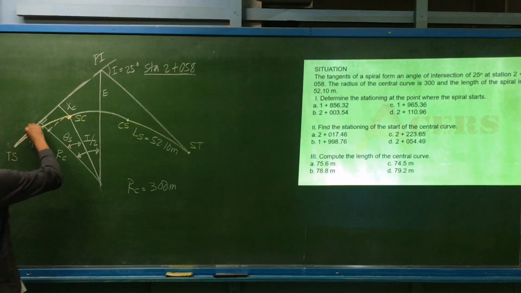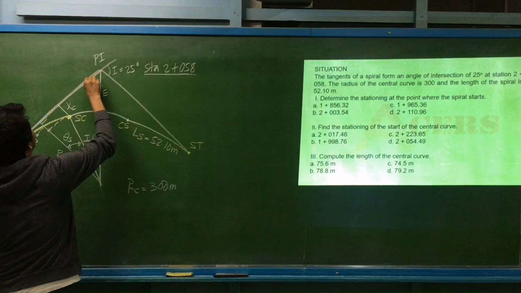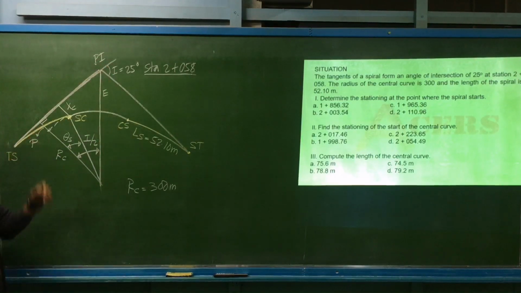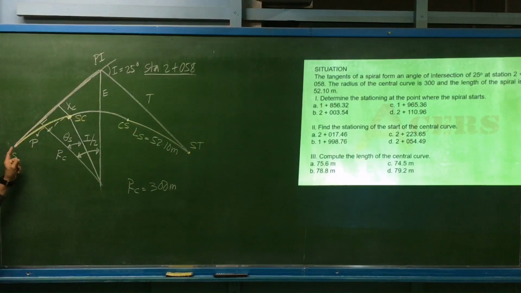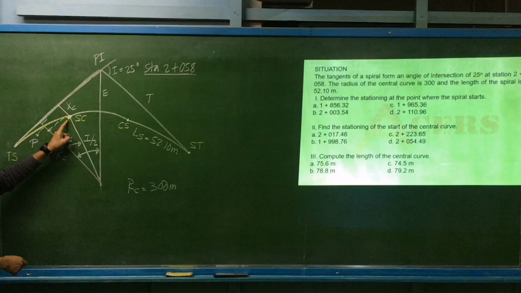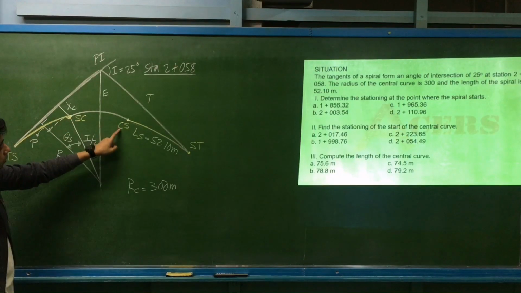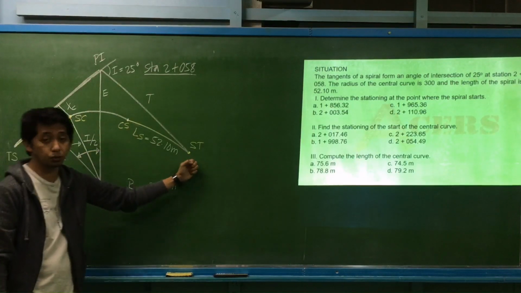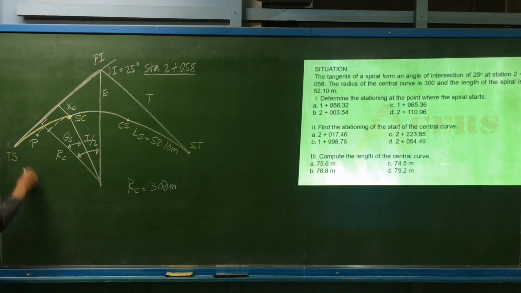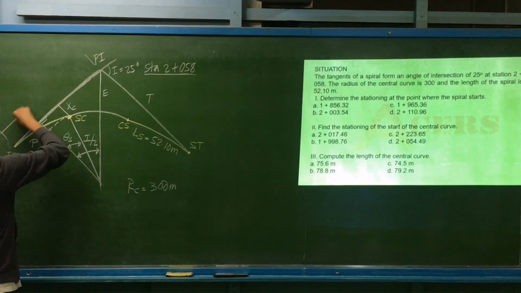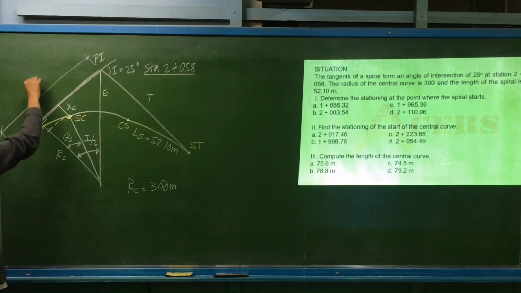So yung parts ng spiral curve, ito muna yung point of intersection ng dalawang tangents. So we have the first point of tangency, tangent, then spiral to circular curve, then circular to spiral, then spiral to the tangent ulit. So para natin makakuha yung stationing nito, kailangan natin yung tangent distance. Let's say this is tangent distance.